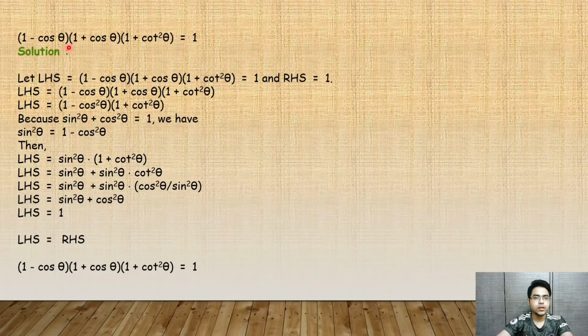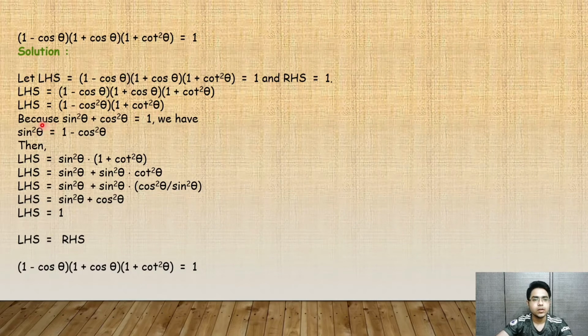(1 minus cos theta) in one bracket into (1 plus cos theta) another bracket into (1 plus cot square theta) is equal to 1. We'll consider this whole part as LHS, and this 1 is equal to RHS. Now we know the formula that (a minus b) into (a plus b) will be equal to a square minus b square. The same we have done here. (1 minus cos theta) into (1 plus cos theta) will give us 1 minus cos square theta. So LHS will be equal to (1 minus cos square theta) into (1 plus cot square theta).